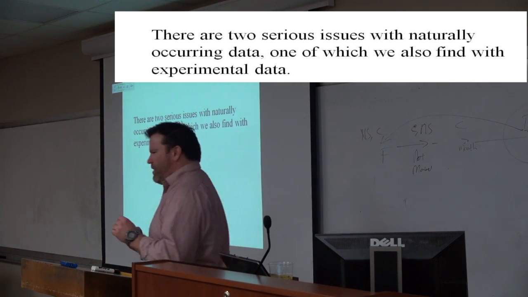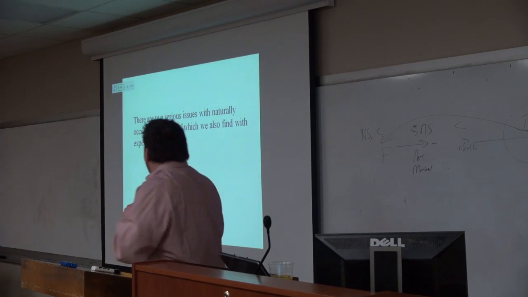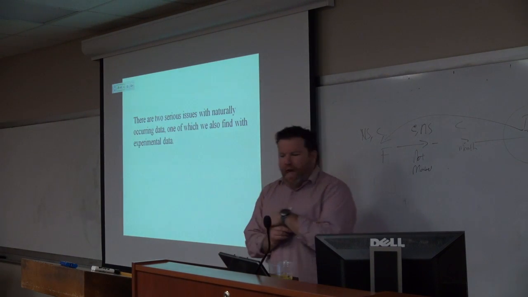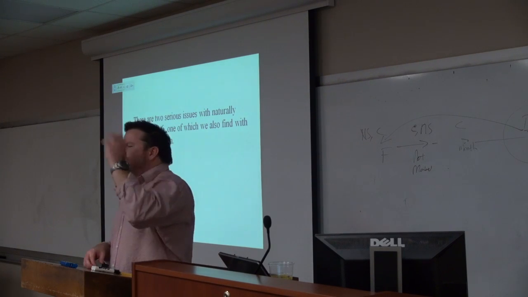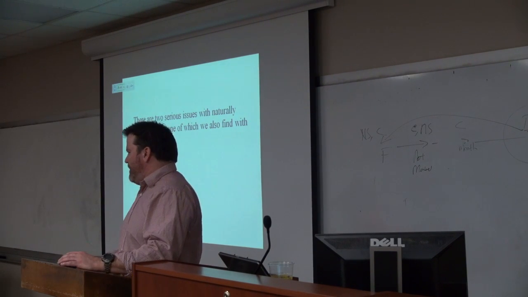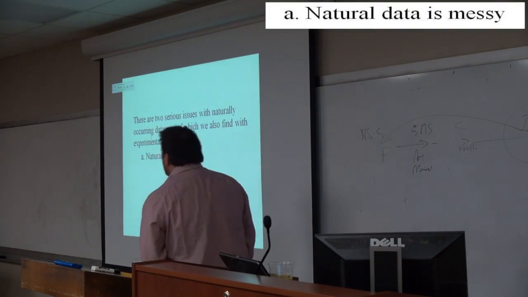Now, there are more than two. I don't mean to imply that this is going to exhaust the possibilities, but there are these two serious issues with naturally occurring data, and one of them is also present with experimental data. One is natural data is messy, right?